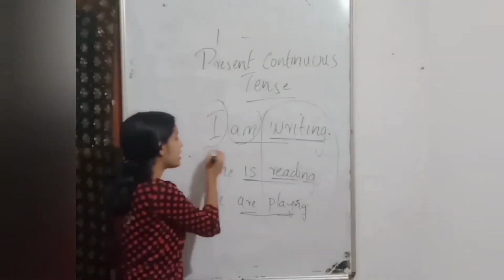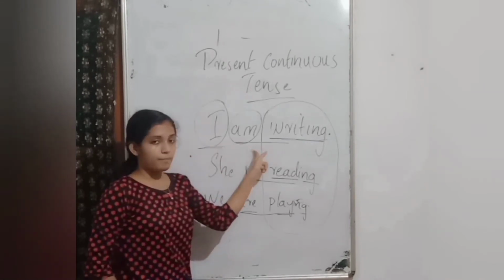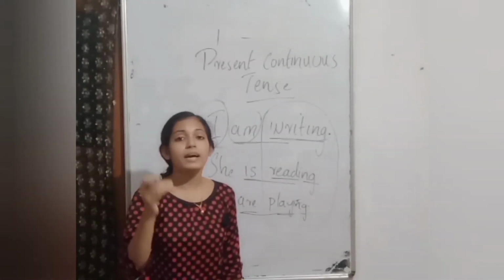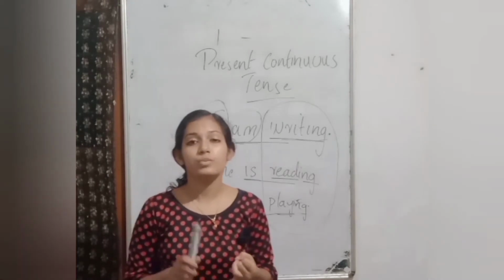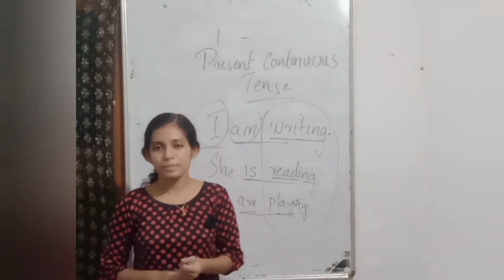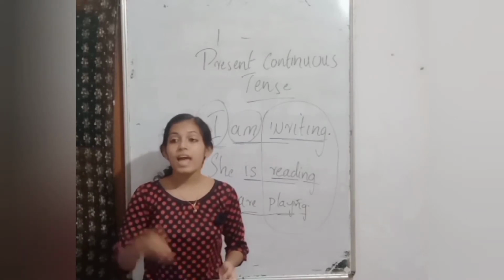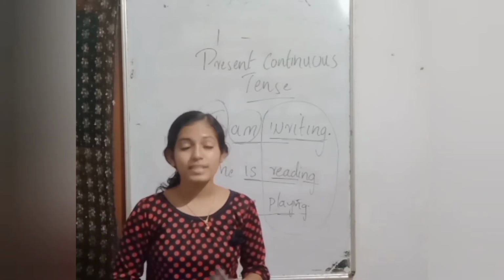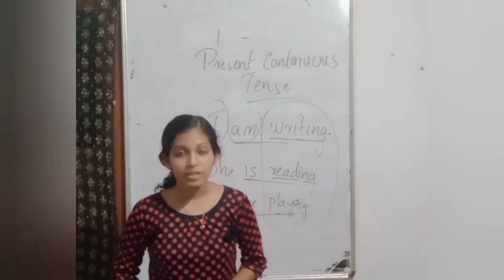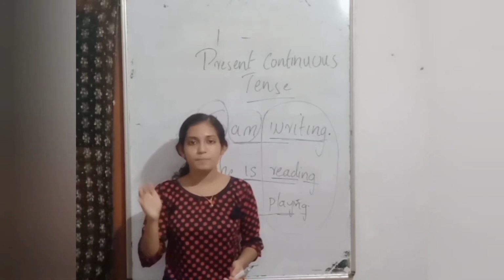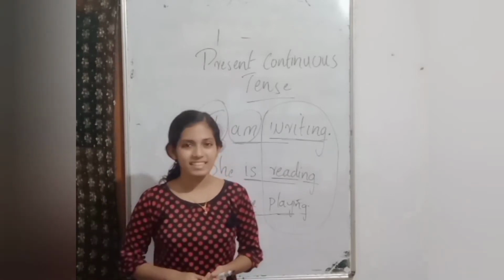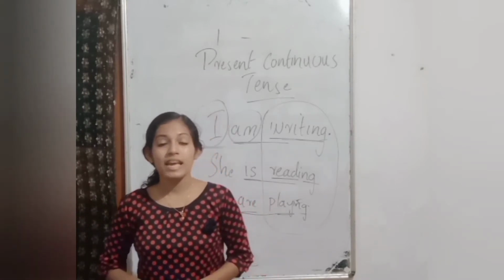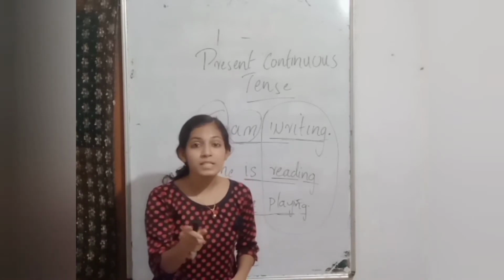Here, when the subject changes, the be form of the verb also changes. When the subject is I, am plus verb plus ing. When the subject is we, you, they, are plus verb plus ing. They are teaching. They are listening. You are sleeping. When the subject is he or she or it, we use is plus verb plus ing. She is dancing. She is playing. She is riding. He is jumping. It is sleeping.